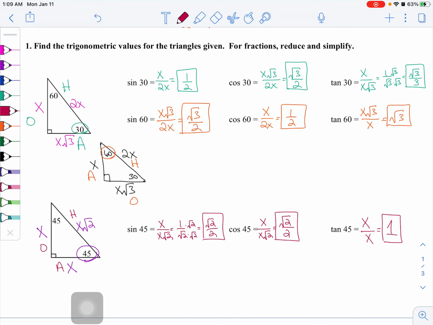All right, I'm going to go ahead and close the video here. There's a second page that I'll get to in a separate video, but just make sure that you know how to transition those sides that we found from the informal proofs to actually finding the trig values for 30-60-90s and 45-45-90s.